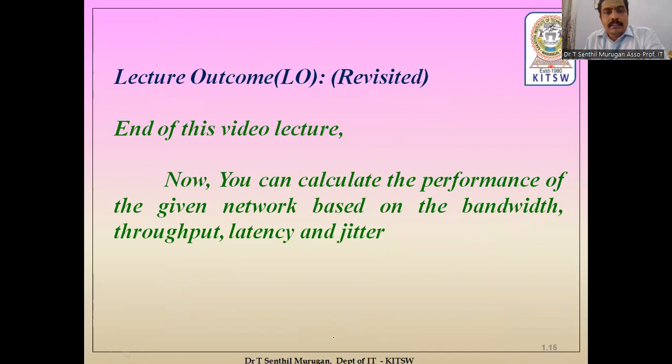So now we are at the end of this video lecture. Let us revisit the lecture outcome. You can calculate the performance of a given network based on bandwidth, throughput, latency, and data. If I give the capacity of the medium as well as the number of nodes from source to destination, you can calculate the bandwidth of the channel, the throughput of the network, and the latency of the transmissions.